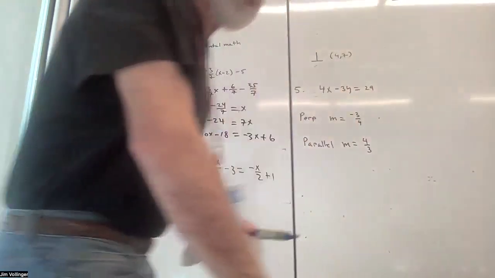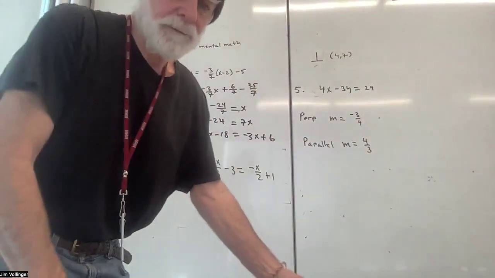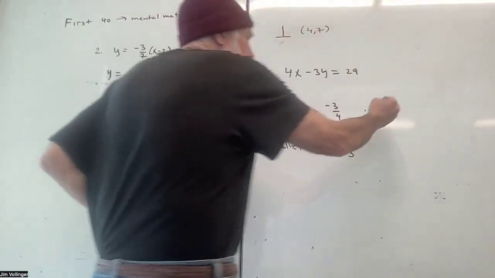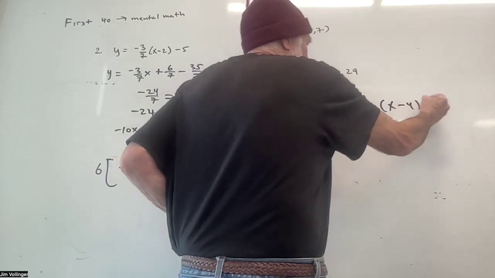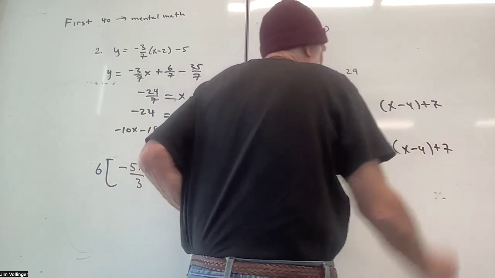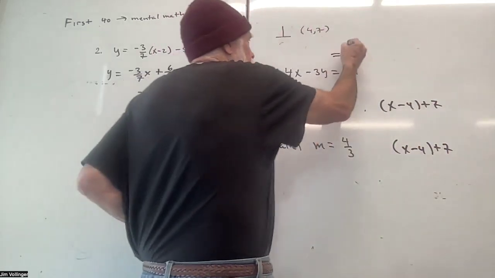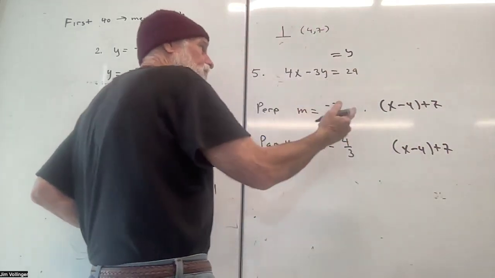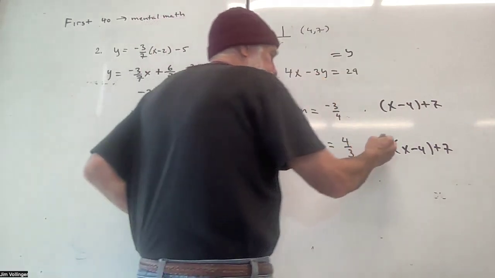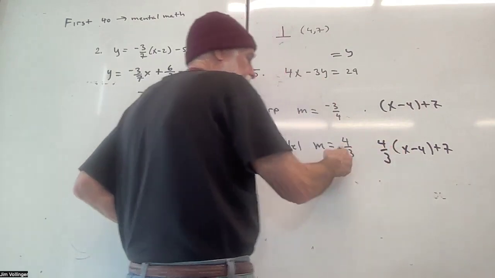Okay, we're talking about some shortcuts for perpendicular and parallel. I want them to pass through the point 4, 7. So I know I've got an x minus 4 plus 7 over here, and an x minus 4 plus 7 over here. Now, to get the original slope, you've got to solve for y. If you do, you'll find out that the original slope is 4/3. I already wrote it down.